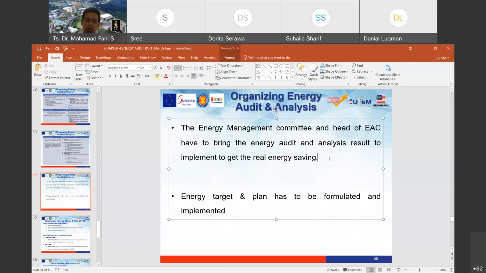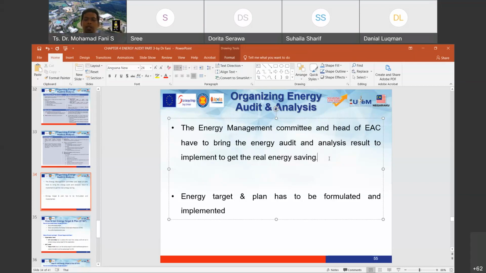When you get your energy audit report as the owner of the building or the owner of the operation, you need to do something. Refer to the energy audit report, bring it and discuss it with your team. If you have set up the energy management system and you have the committee, please discuss with the committee, with the head of the EAC, or the subsection operation manager or your engineer.